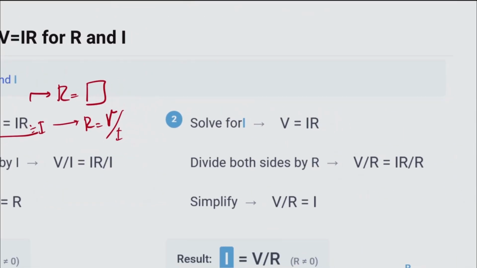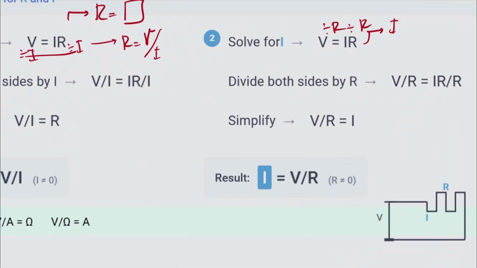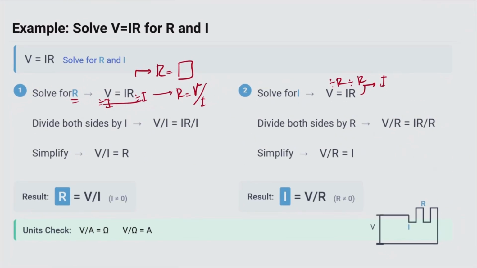So if I want to solve it for I, what should I do? The same thing. At this point, I have to make I alone. So divide both sides by R and I'm good. And as you can see, this is the final answer itself.